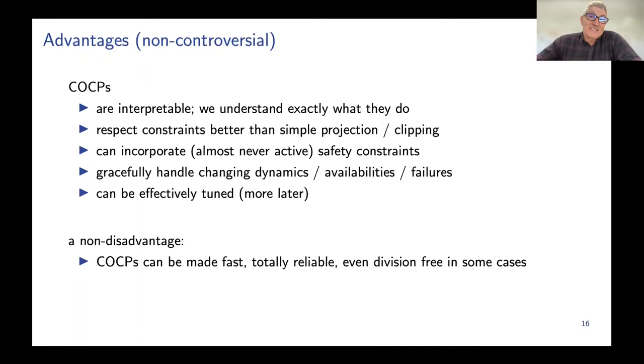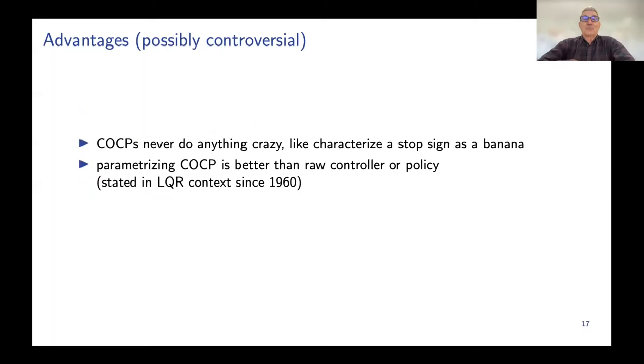So, okay, these would be the advantages. And I'll mention something about the advantages. These are possibly controversial. Maybe they are. The first thing: something like a convex optimization control policy never does anything crazy, like characterize a stop sign as a banana or something like that, right? So it's an extremely strong form of regularization. You know what it does, right? If you have an LQR controller, it's just not going to do anything stupid. Period.